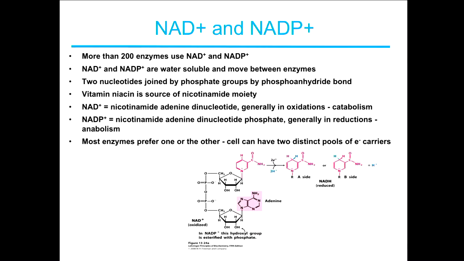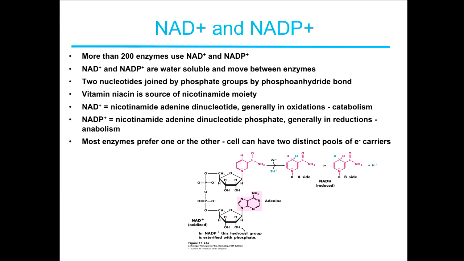They're just the right size, shape, arrangement of charges, et cetera. A phosphoryl group can make a big difference as to whether or not something will bind in that active site. So many, many enzymes will use only NAD or NADP and not both of them. Okay, so most will use one or the other.